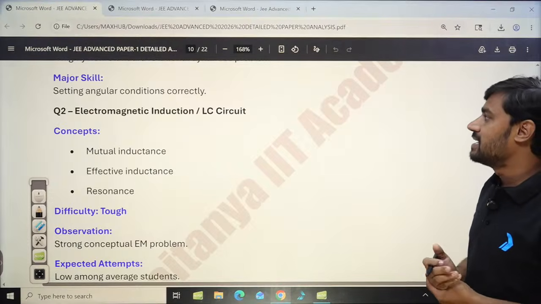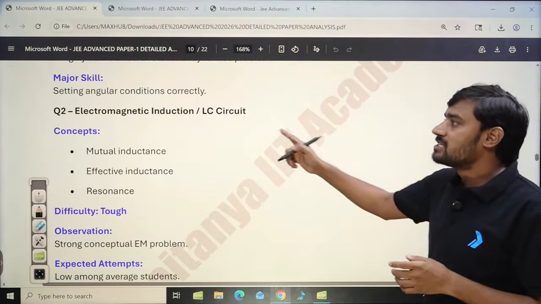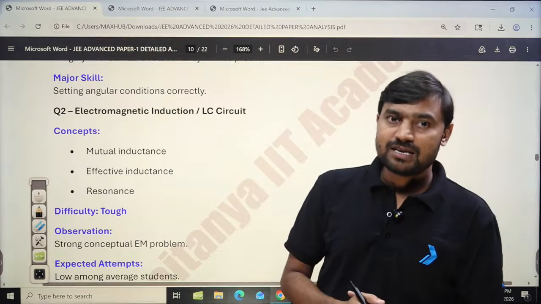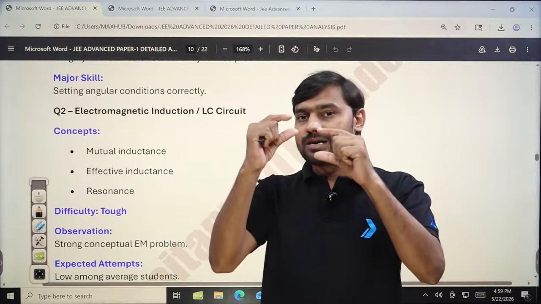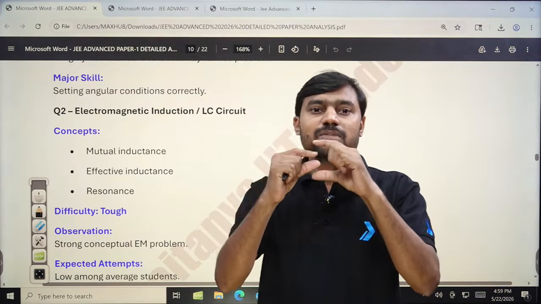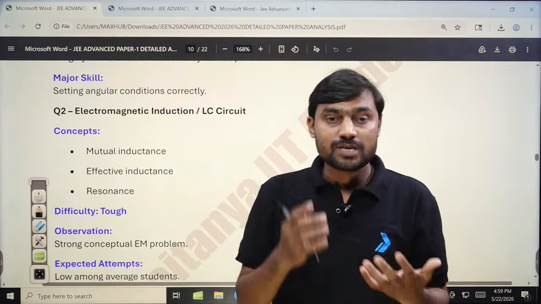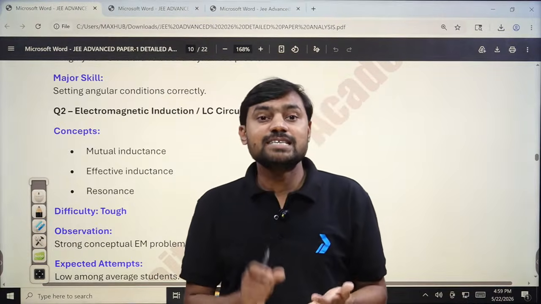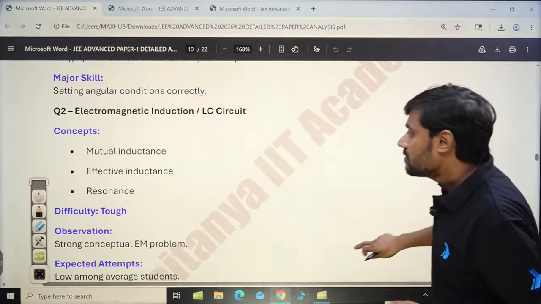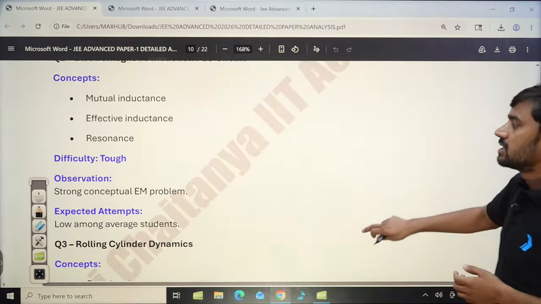This is an electromagnetic induction LC circuit question. Here is a question of an LC circuit. There was a small coil in a bigger coil. It will take a lot of time. It was from mutual induction and self-induction. So difficulty was tough, of course.